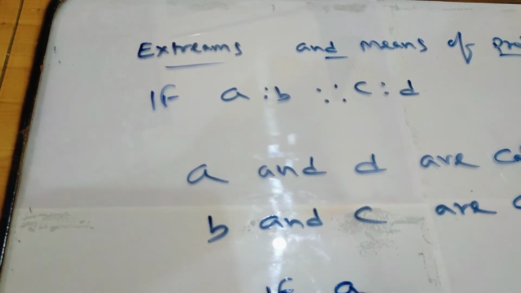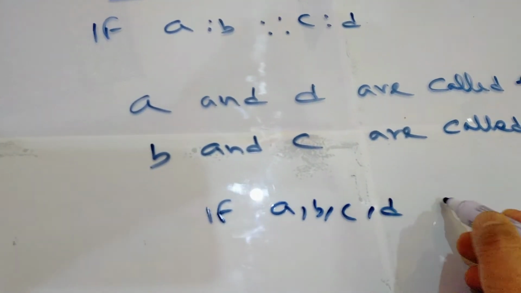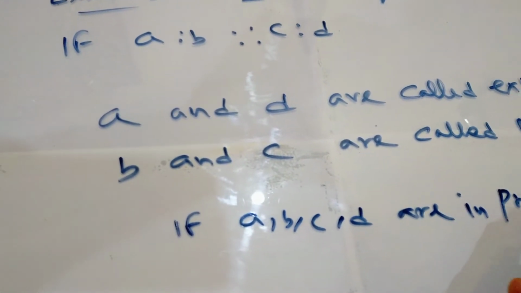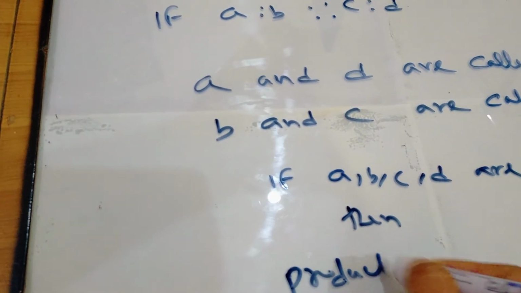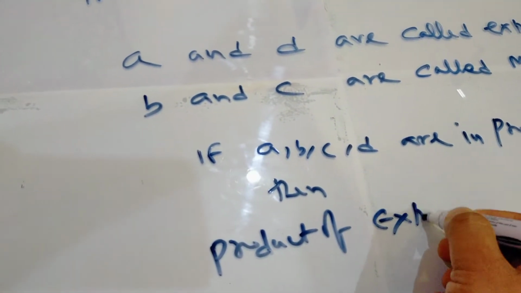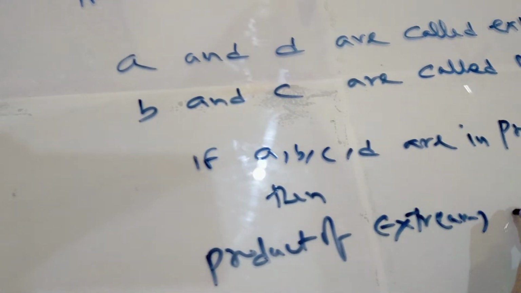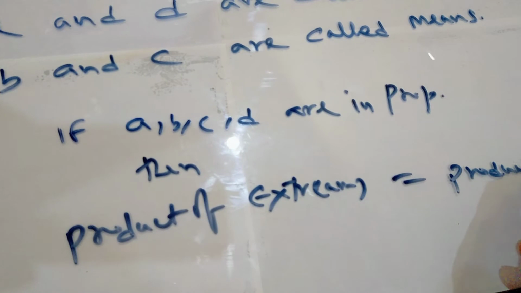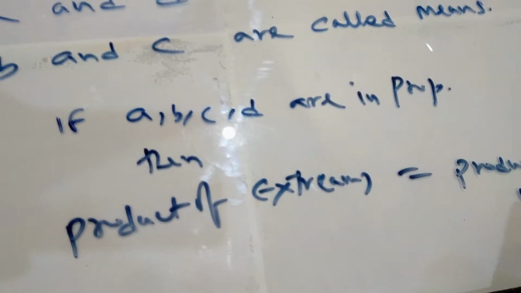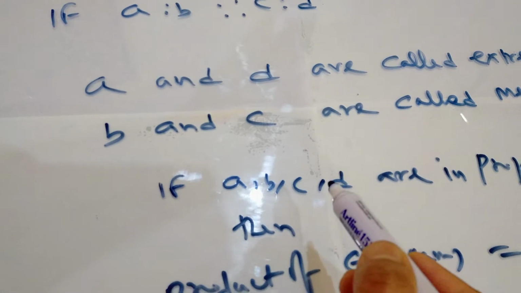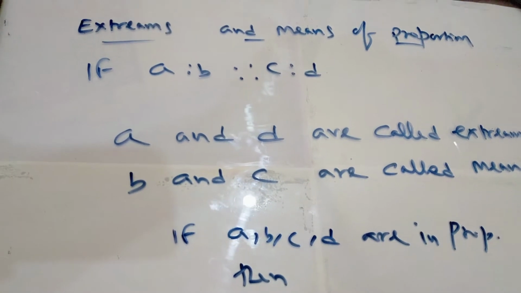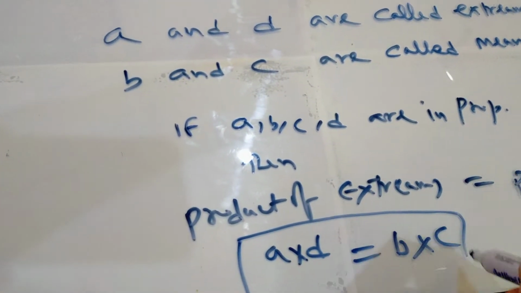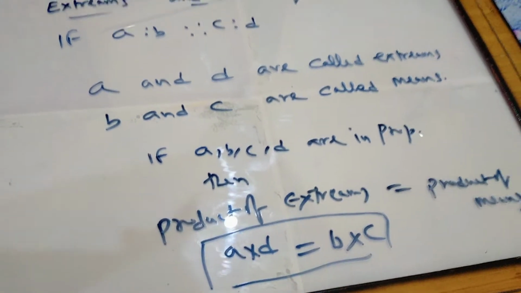So here we have a rule that if A, B, C, D are in proportion, then the product of extremes is equal to the product of means. So here you can say A into D is equal to B into C. So this is the rule. This rule you can apply in your questions.